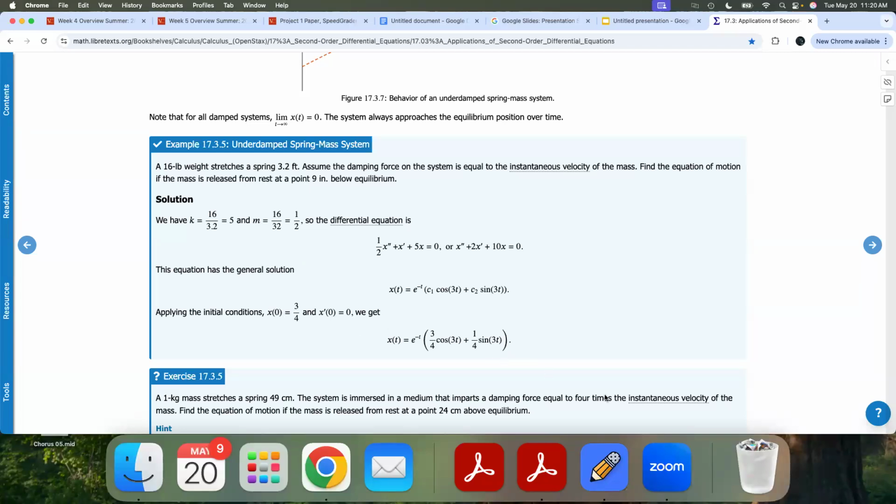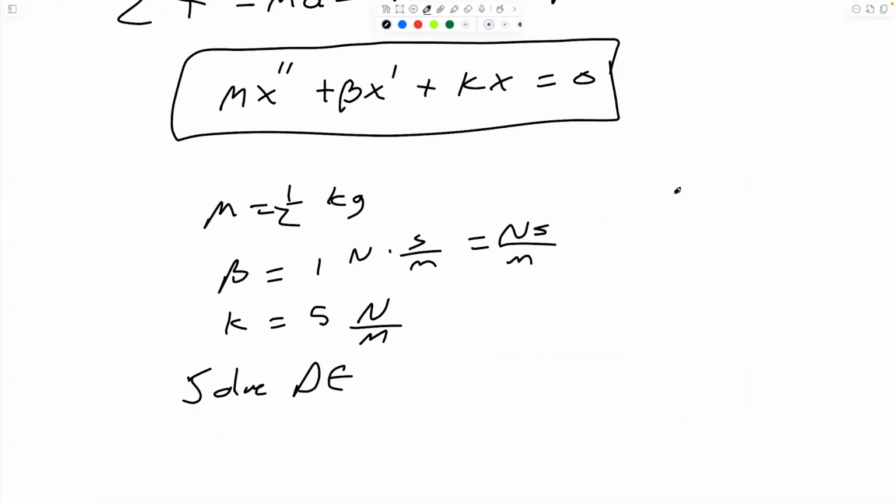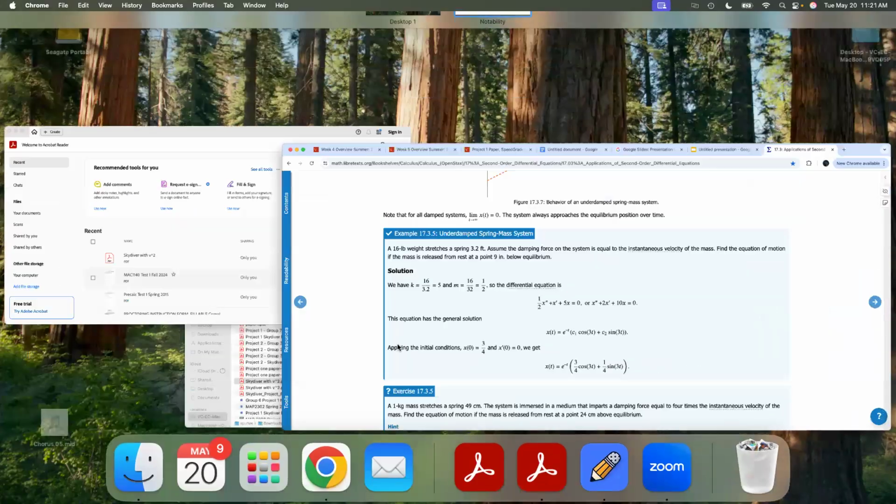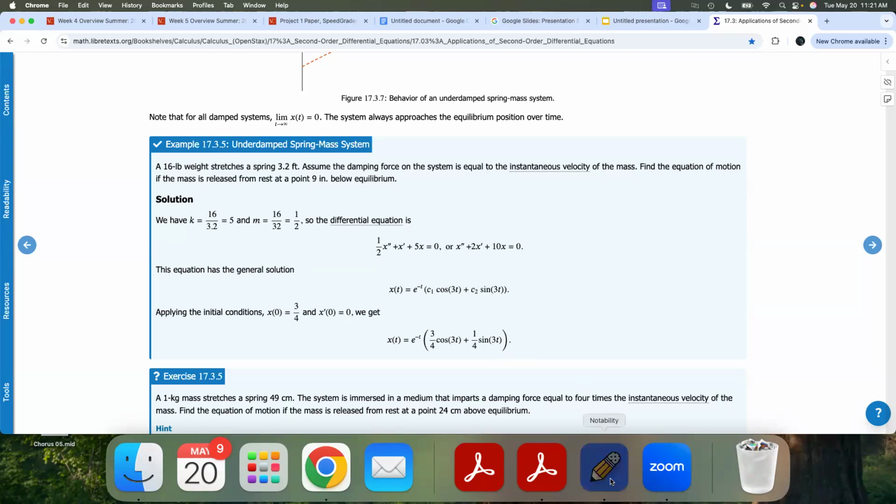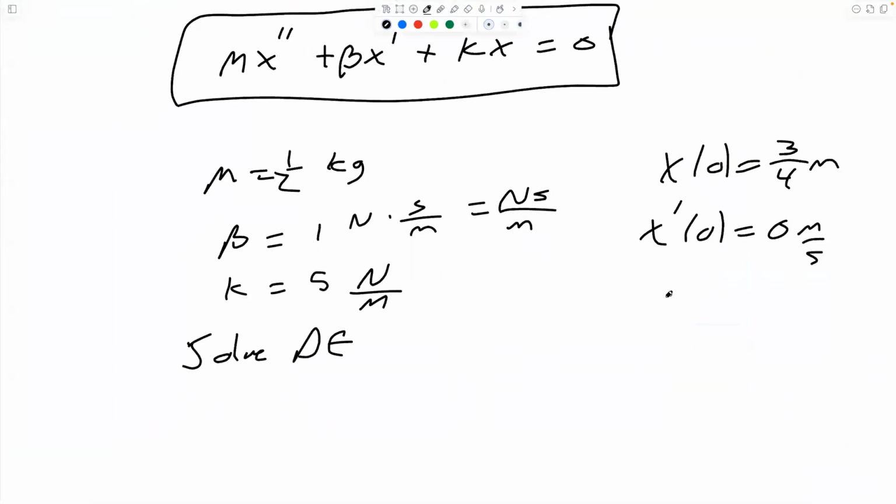Here, we can use their same initial conditions even. We could say x of 0 was 3/4 meters, and x prime of 0 was 0 meters per second. Let me make sure I got that right. Yeah. So solve the DE. In the paper, go through all the boring details. You get your characteristic polynomial, get your solutions, solve the IVP. During the presentation, don't bore us to death with all the boring details. Just hit the highlights.